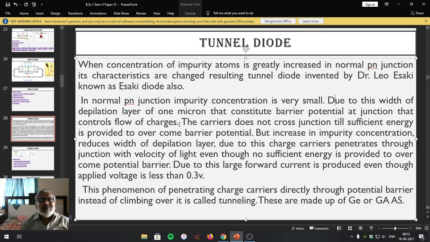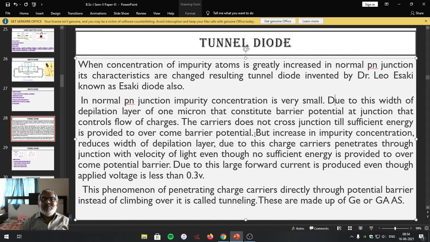In a normal p-n junction diode, impurity concentration is less. Due to this, the width of the depletion layer is comparatively small. It is of the order of 1 micron, generating the barrier potential at the junction which controls the flow of charges to control the flow of current. Due to this depletion layer, the charge carriers do not cross the junction till sufficient energy is provided to overcome the barrier potential.